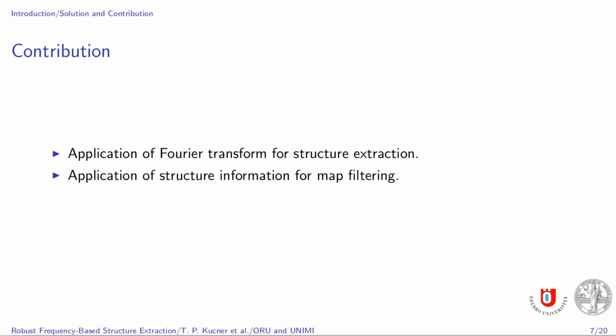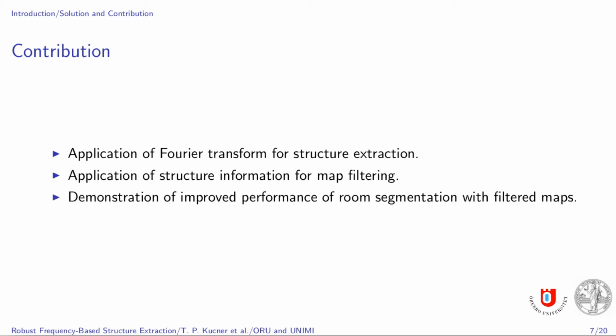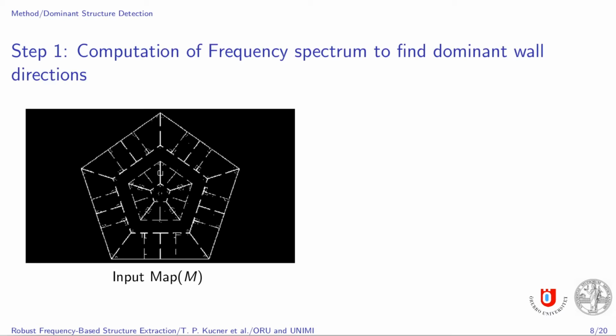In the following part of the talk, we will discuss how ROSE extracts building level structure from cluttered maps with mostly straight walls using Fourier transform, and how information about structure allows removing clutter from maps. Finally, we will also present how the map filtering can improve the performance of room segmentation.